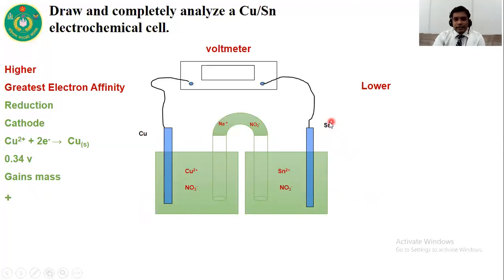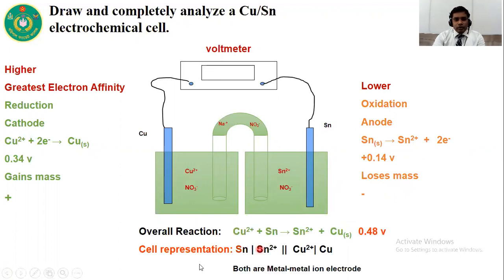So in the case of stannum, it will lose electrons. It donates electrons and forms Sn2+. So when it loses electrons, it disappears. That means it loses mass. So how can we represent this? The reaction is Sn plus Cu2+ equals Sn2+ plus Cu. So the oxidation reaction is Sn to Sn2+. This is oxidation, and Cu2+ accepts electrons and forms metallic copper. So this is reduction. So I write it.